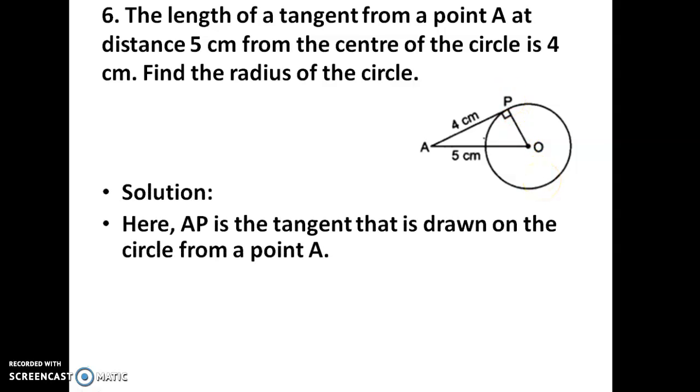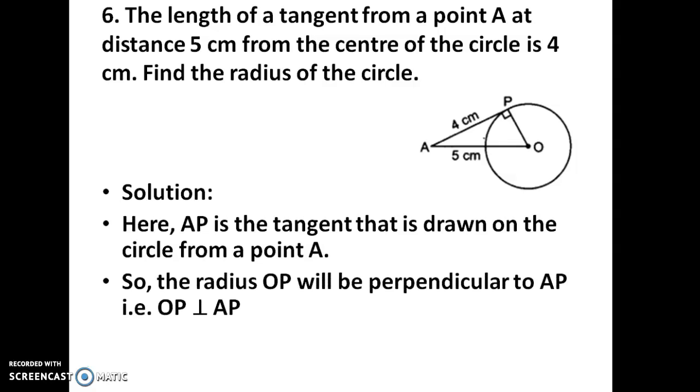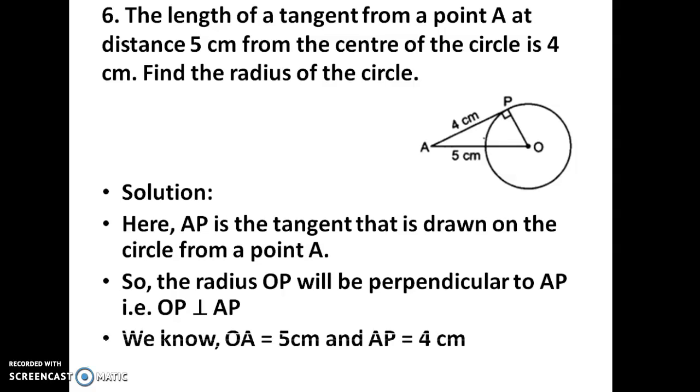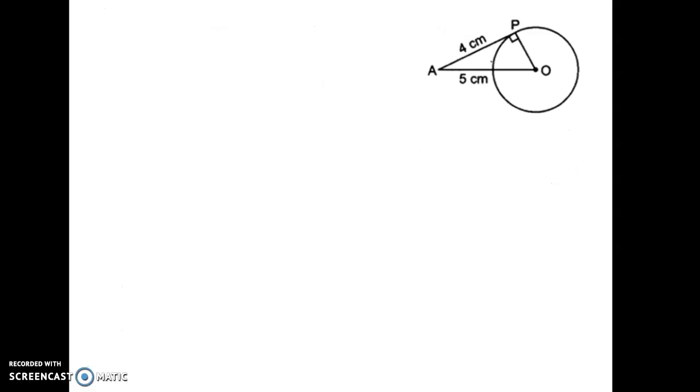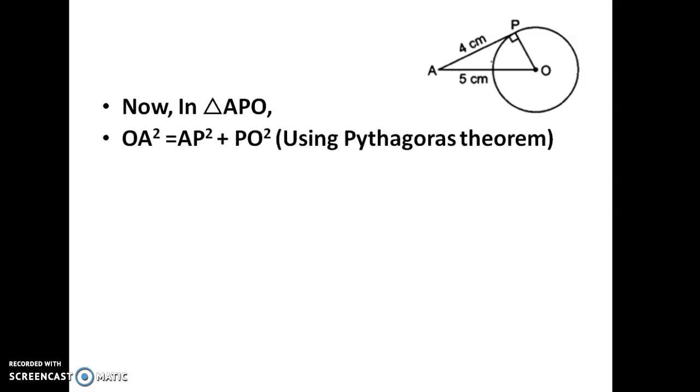Very similar to the first problem, we can use Pythagoras theorem and find out. So AP is a tangent that is drawn on the circle from a point A. The radius OP will be perpendicular to AP. So OP perpendicular to AP. We know that OA equal to 5 cm, AP equal to 4 cm. So given data is written.